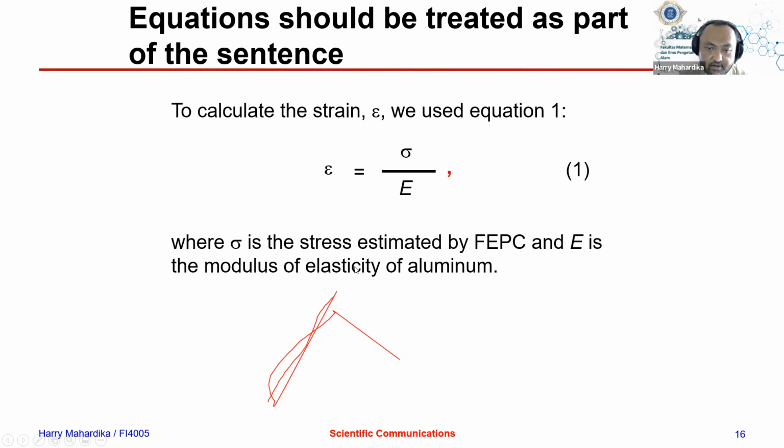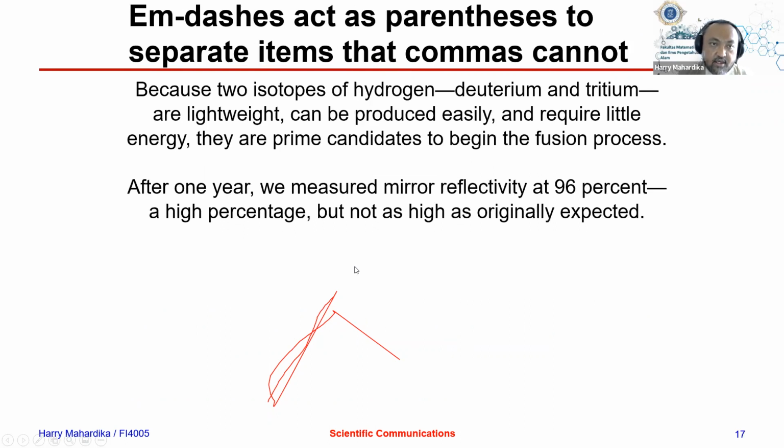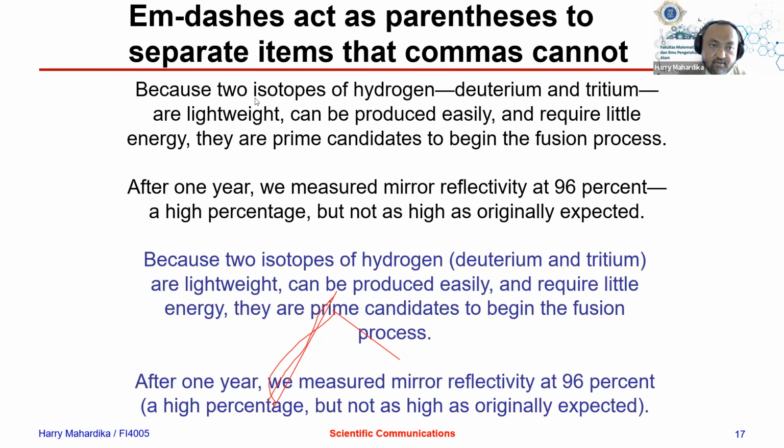Okay, use a comma over here. And then em dashes act as a parenthesis to separate items that commas cannot, like this one. Instead of "because two isotopes of hydrogen, deuterium, tritium," and so on, we can write it as this one. Okay, because of the two isotopes of hydrogen, we use parentheses instead of dashes.